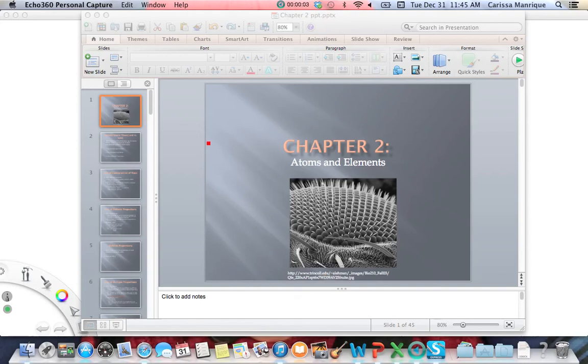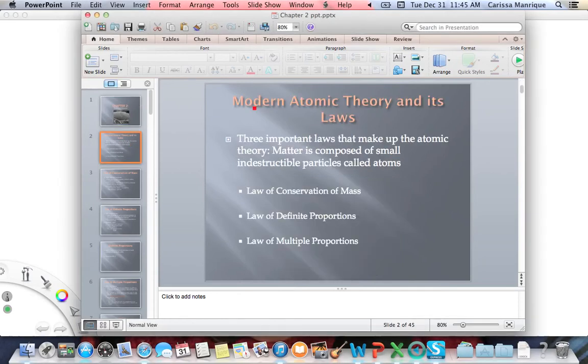So this is chapter 2, and the beginning of this chapter is a lot of theories about the periodic table and different molecules and compounds. So let me quickly go over these. The first one is the modern atomic theory and its laws. This is basically to explain the periodic table and its trends.